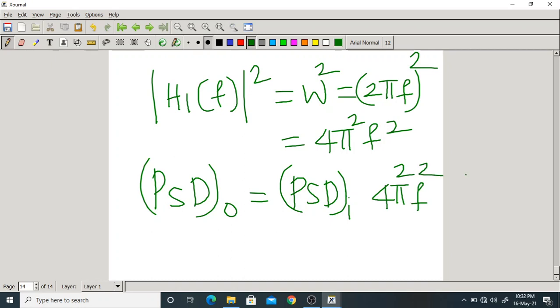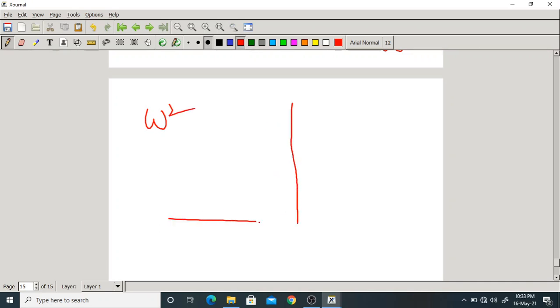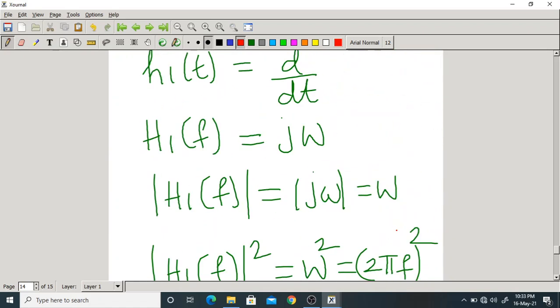Now here, if you are not okay with this, simply you can call this as omega square. Anything is okay. But can you draw omega square? It would be a parabola, something like this. I am not good at drawing. Please bear with me. Is it okay? Now, we are done with the first system.